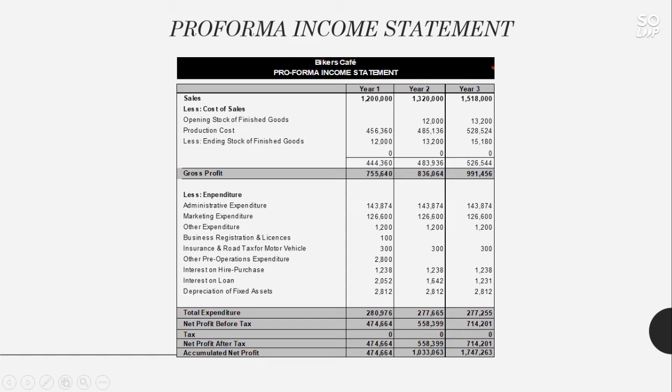For our net profit before tax is at 474,664 at year 1. It is going to increase at 558,399 at year 2. And it is going to increase to 714,201 at year 3.